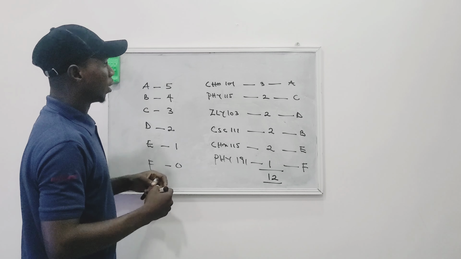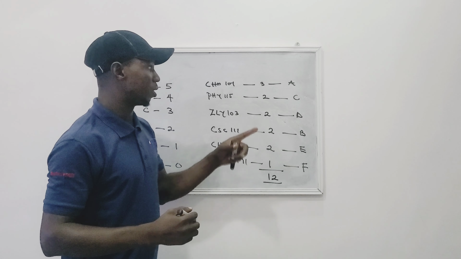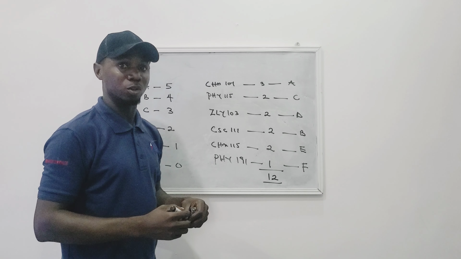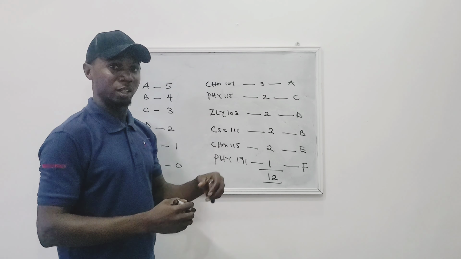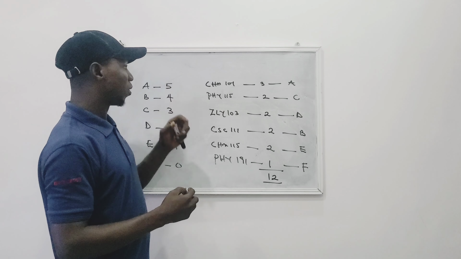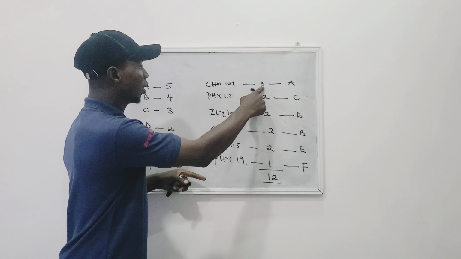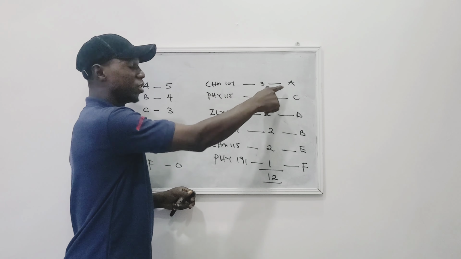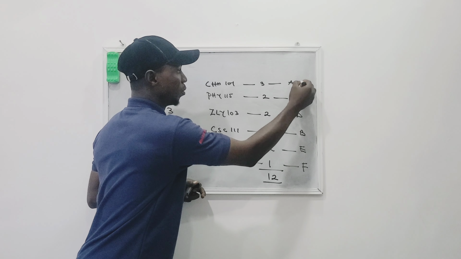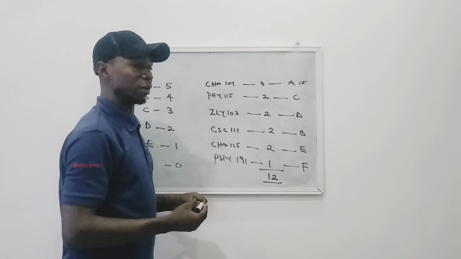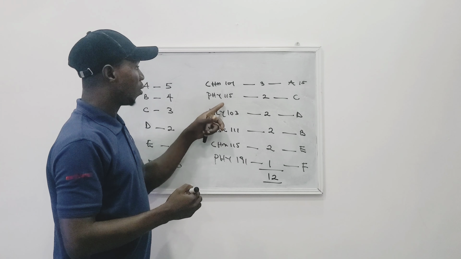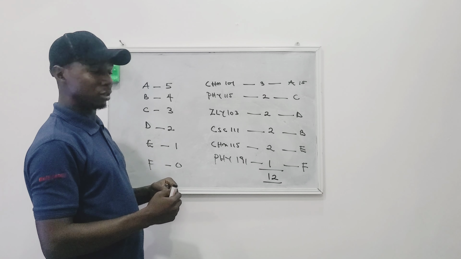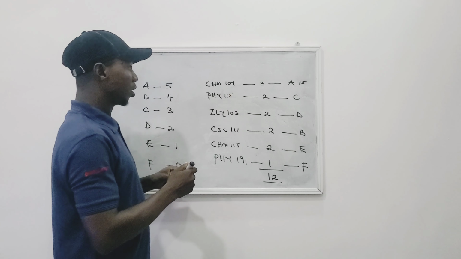Now, let's go back to our courses and what you have in each of the courses. For Chem 101, that's the 3 unit course, where you have A. I already said grade A is 5 points. It means 3, which is the unit load of that particular course, multiplied by 5, which is the A you have there, gives 15 for Chem 101. For Physics 115, that is a 2 unit course, you have C. Grade C is 3 points. So 2 times 3 is 6.